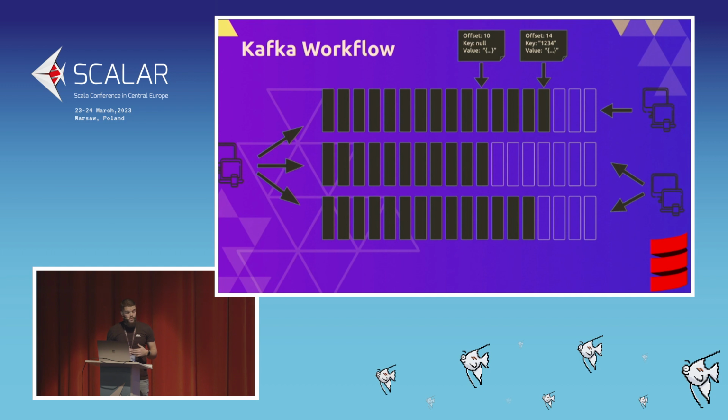Consumers are reading records from the topic sequentially, and after the message is consumed and processed, offsets should be committed. This is helpful when our consumer crashes. It will know what was the last committed offset, and it will continue consuming where it left off before the crash.